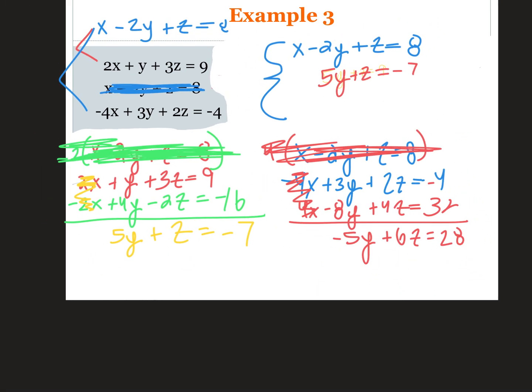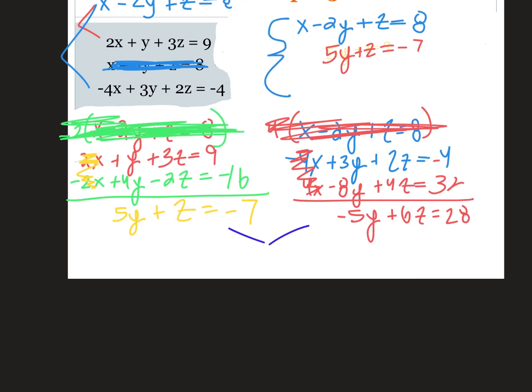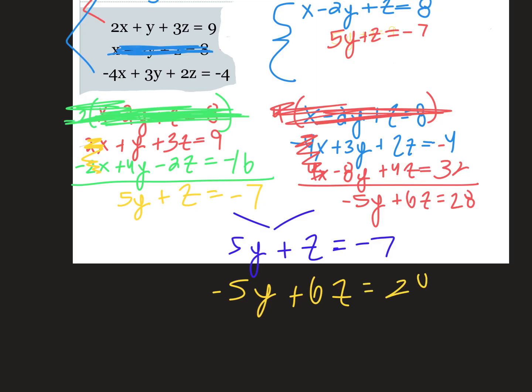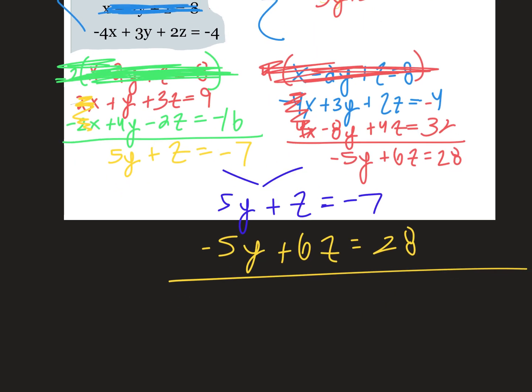I combine those two. That's why I like to write them how I'm writing them, because then I kind of see, oh, wait, now I take these two and I put them together. Doesn't matter which goes on top, however you want to do it. So 5y plus z equals -7. -5y plus 6z equals 28. Do I have to multiply my equations by anything? Nope. -5y and +5y do what?